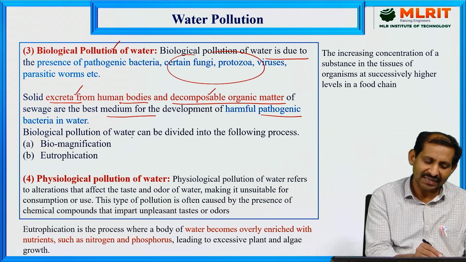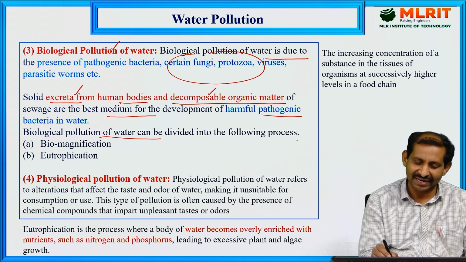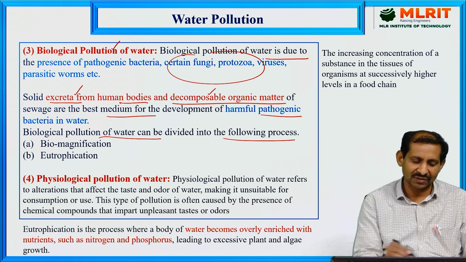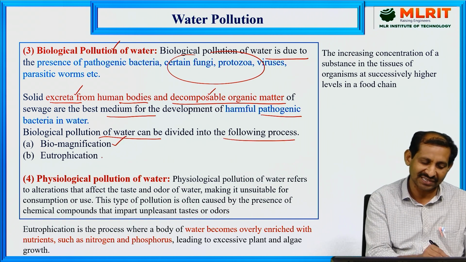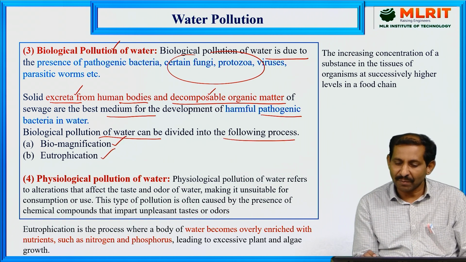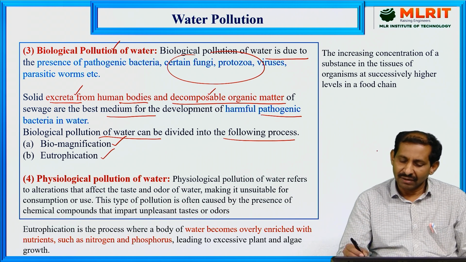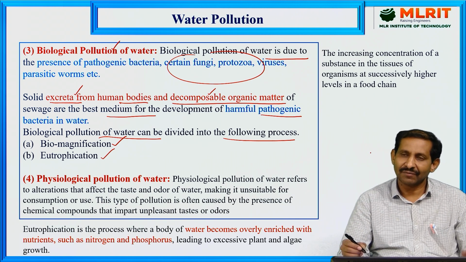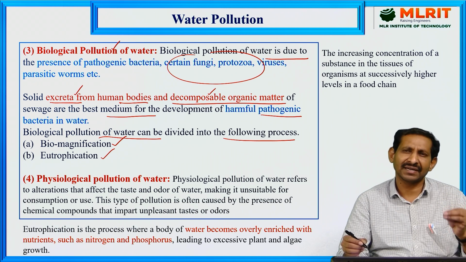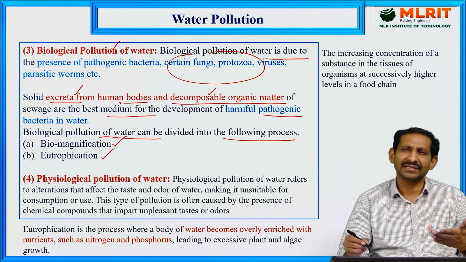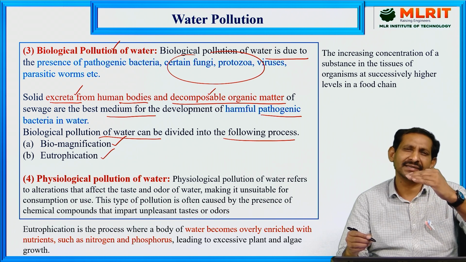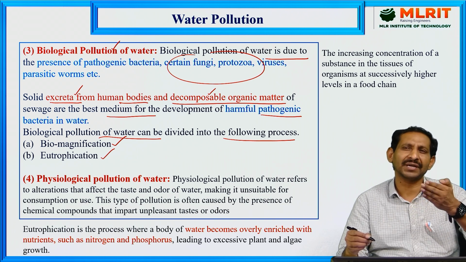So this biological pollution of the water can be divided into the following two processes. First one is biomagnification, second one is eutrophication. Biomagnification generally means the concentration of any substance, heavy metals, inorganic substances, pesticides, whatever the pollutants are, will slowly increase in concentration at the higher trophic levels of the food chain.